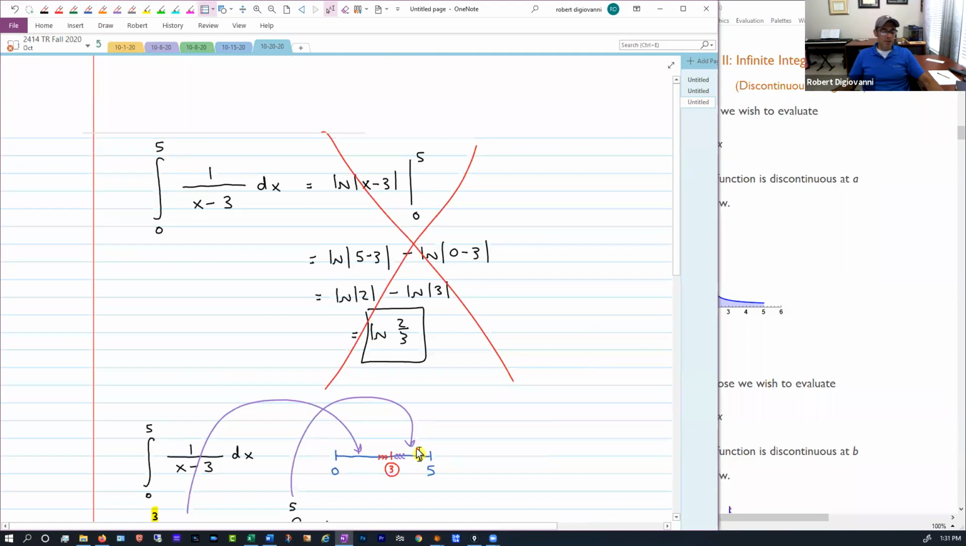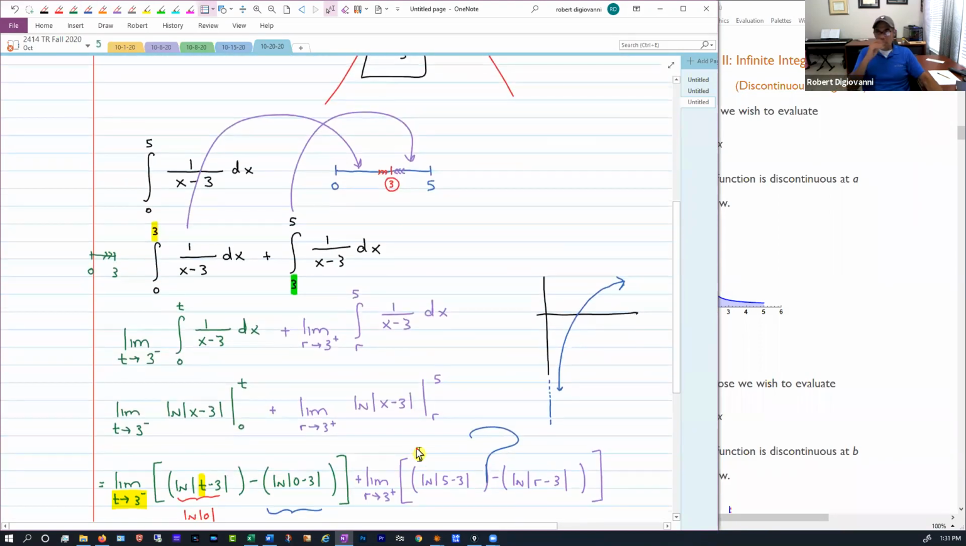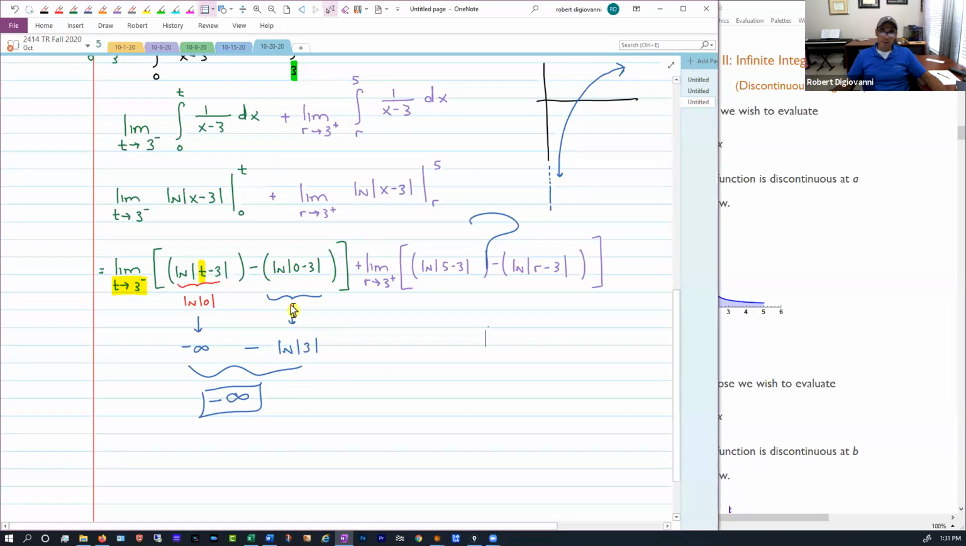This example was to illustrate that, number one, you have to pay attention to the interval, okay? And make sure that you don't have any discontinuities at the endpoints or within the interval, all right? If you have a discontinuity inside the interval, you have to break it into two integrals, and then do two different limits and see what happens.